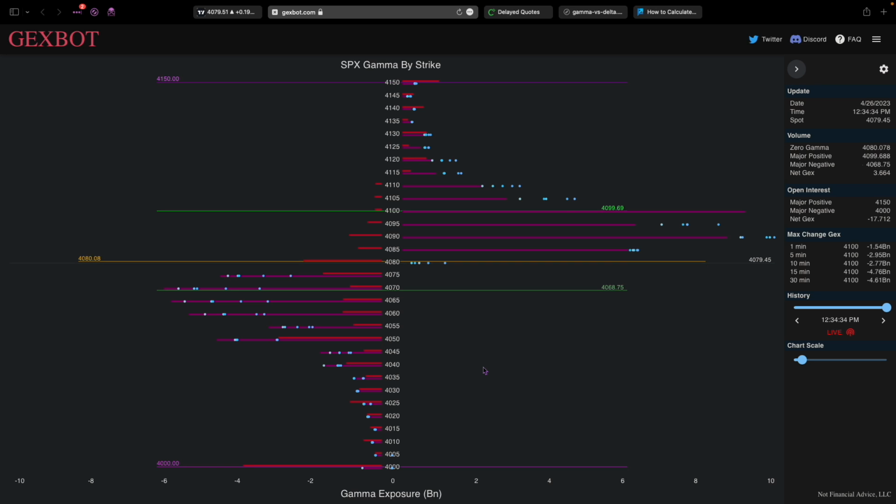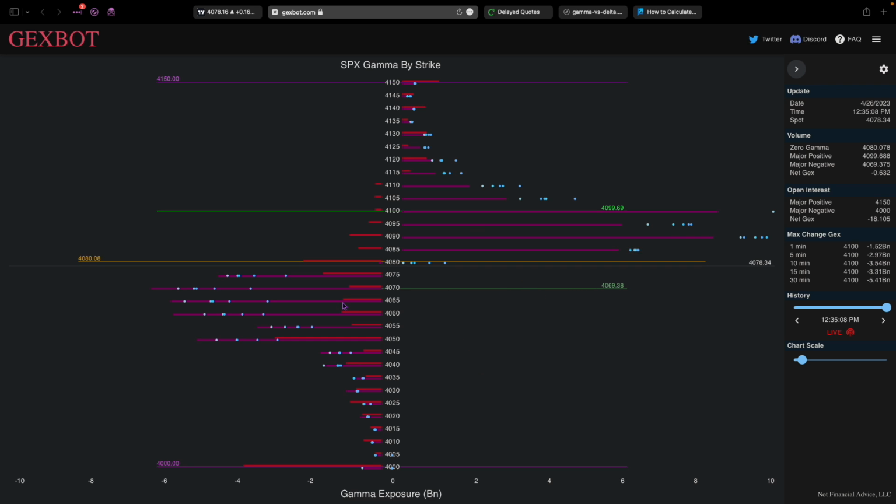So you'll see on my screen, I have GEXBOT up already. It's running live, and this is just where we're going to start. For most of you who have traded options before, you know that options are distributed across strikes. You can buy calls or puts. You can sell calls or puts. So those are essentially four really basic possibilities.